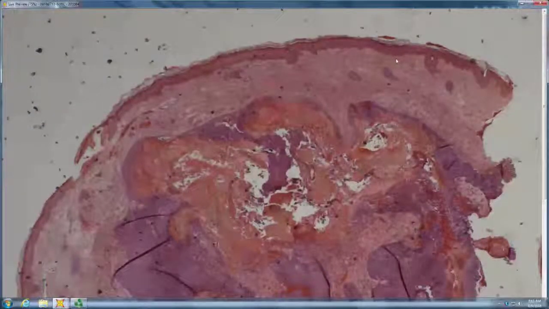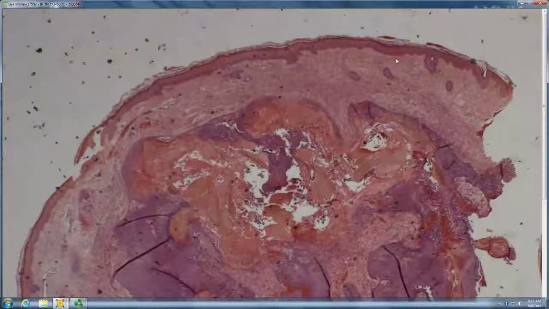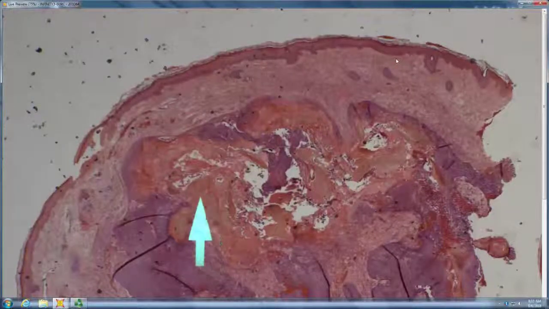Pilomatricoma. You see the basaloid cells and you see the shadow cell differentiation. So pilomatricoma. Very good.